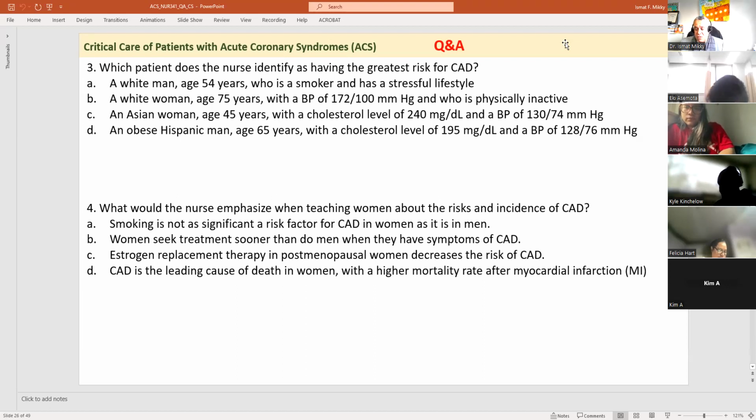So either smoking or gender, or what else, like a history of disease like cardiac disease. So the one that has more than 2 risk factors, or 3 risk factors, is B. Right. So B is the correct answer. Number 4.